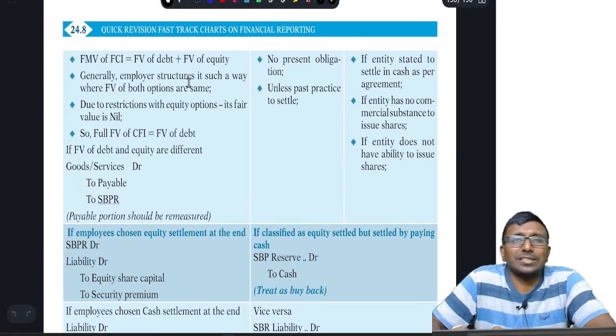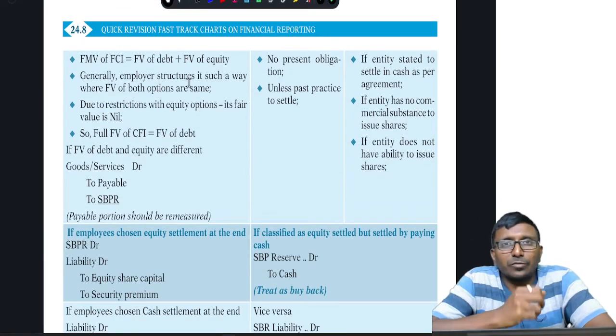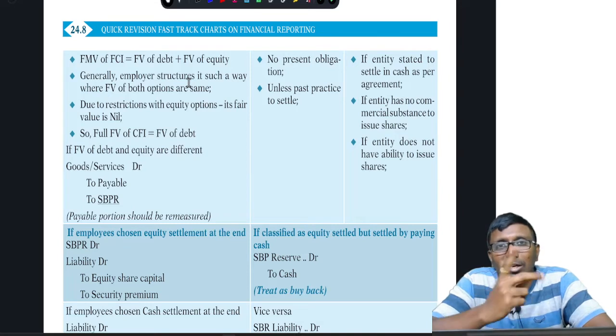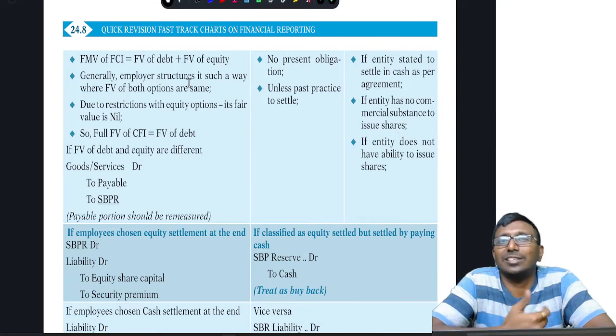Yeah, the counterparty is an employee here also. Suppose you give a choice to the employee: do you want cash or do you want equity? Generally, with respect to equity, my dear, there will be a restriction period, a lock-in period. What is a lock-in period? I will give you the share, but you cannot sell it in the market for the next 2 years or 3 years.